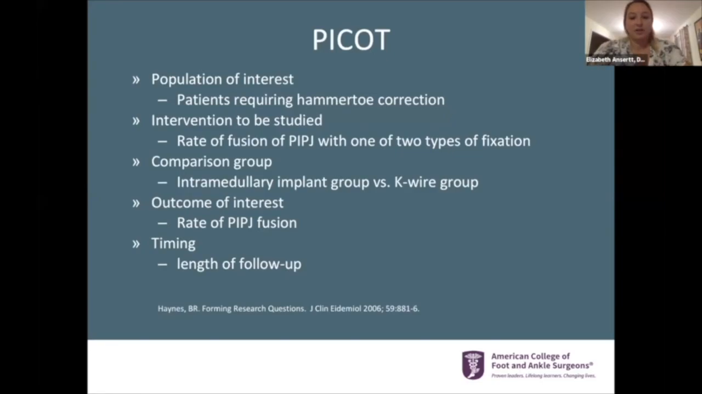So then if we look at our PICOT criteria, I look at my population. For this study, we're going to say the patients are just going to be required to have a hammer toe deformity. There's a lot that goes into that, and you can tweak that to your specific criteria, your specific research question. But for our example, we're just going to say that they need to have a hammer toe. My intervention that I'm measuring is the rate of fusion between the two types of fixation. And the comparison groups are the IM implant or the K-wire fixation. And my outcome of interest is the PIPJ fusion for both of these techniques.